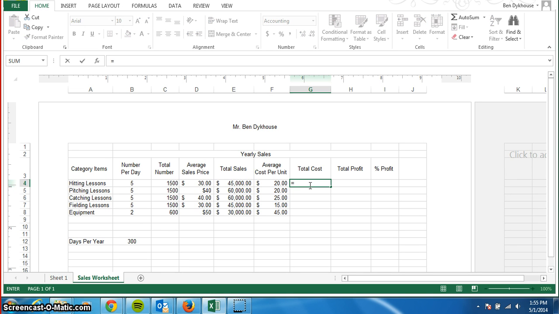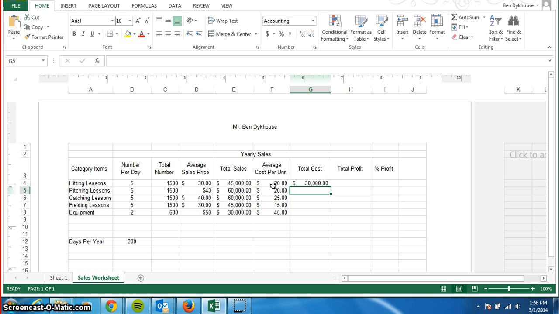And like I said, I think it's better to actually click instead of just typing them in so you know what you're multiplying. So C4 times F4, because we're figuring out the total cost for hitting lessons or whatever your first category is. So again, you should have your total cost.